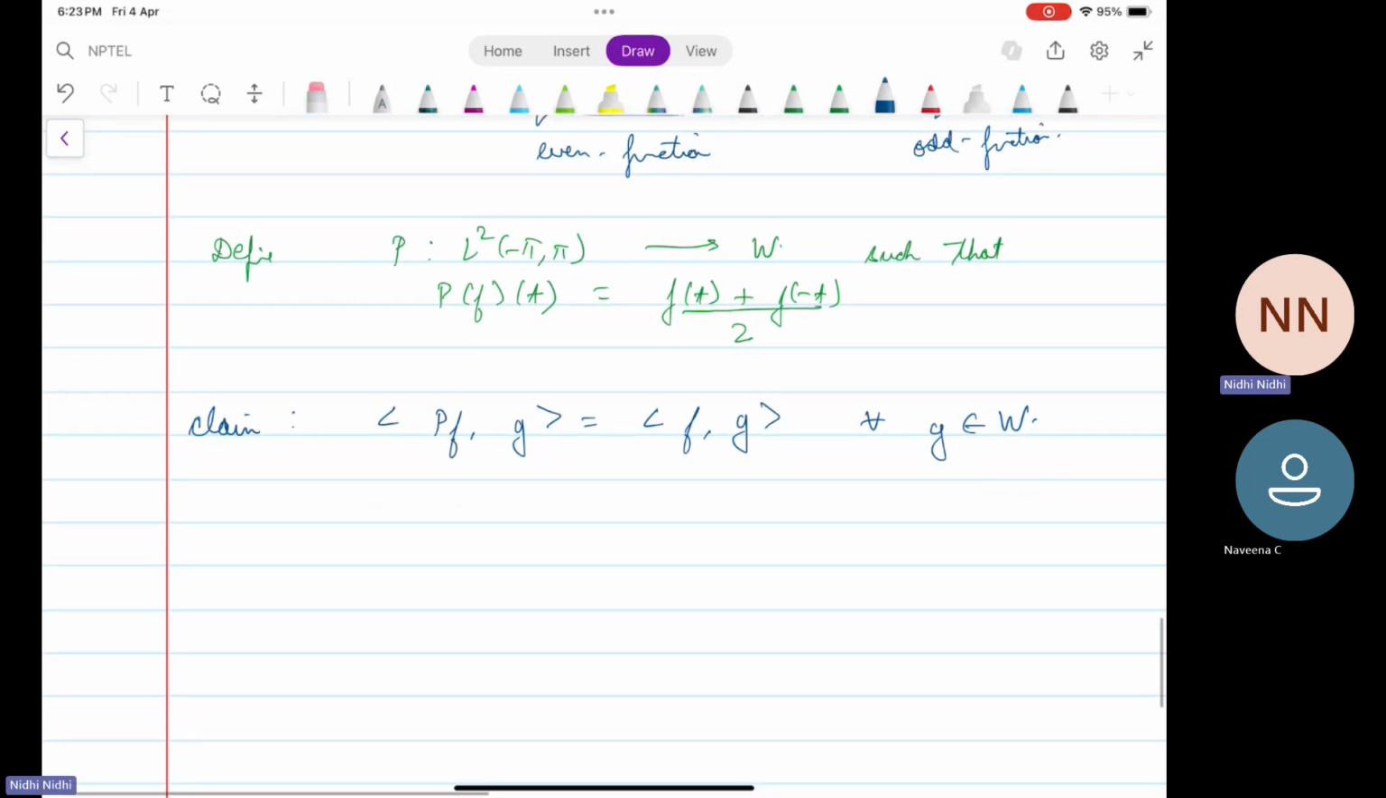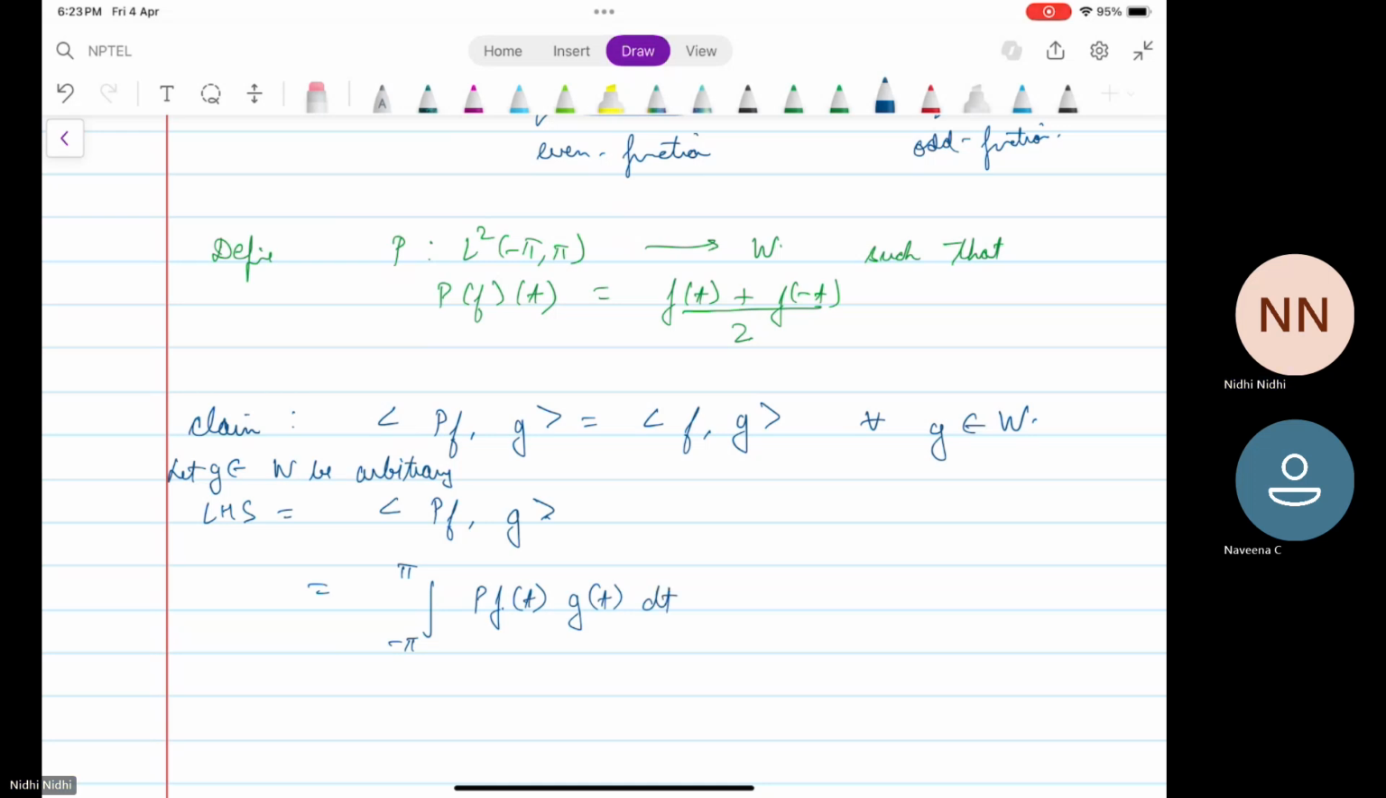So, in L2 space, we know that the inner product is nothing but the integral. So let's start with the LHS. This is the inner product of Pf with any g belonging to W, let g be arbitrary. So this is the integral from minus pi to pi of Pf(t) g(t) dt.